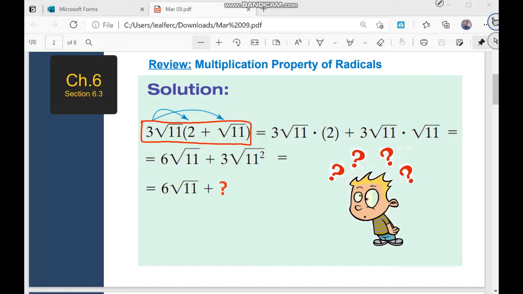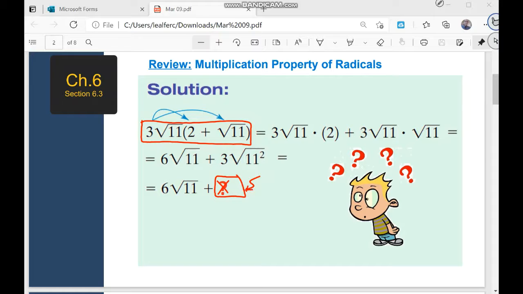So, 3 square root of 11 times parentheses 2 plus the square root of 11. Then the first thing you have to do is the distributive property, right? And then you're going to find a few expressions. Then you simplify the expressions, and at the very end you find the answer. 6 square root of 11 plus... there's a number missing. I want you to tell me what is the number that's missing here.